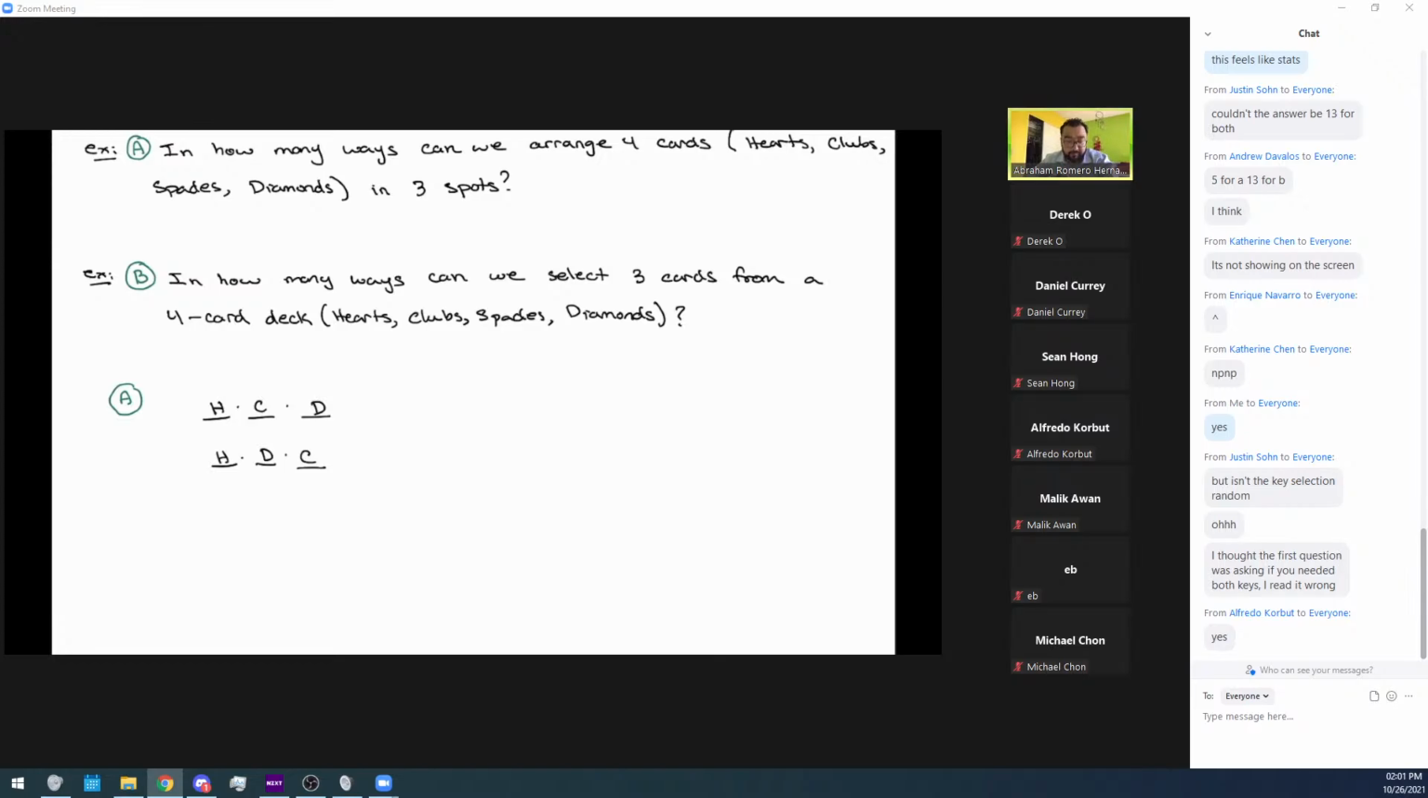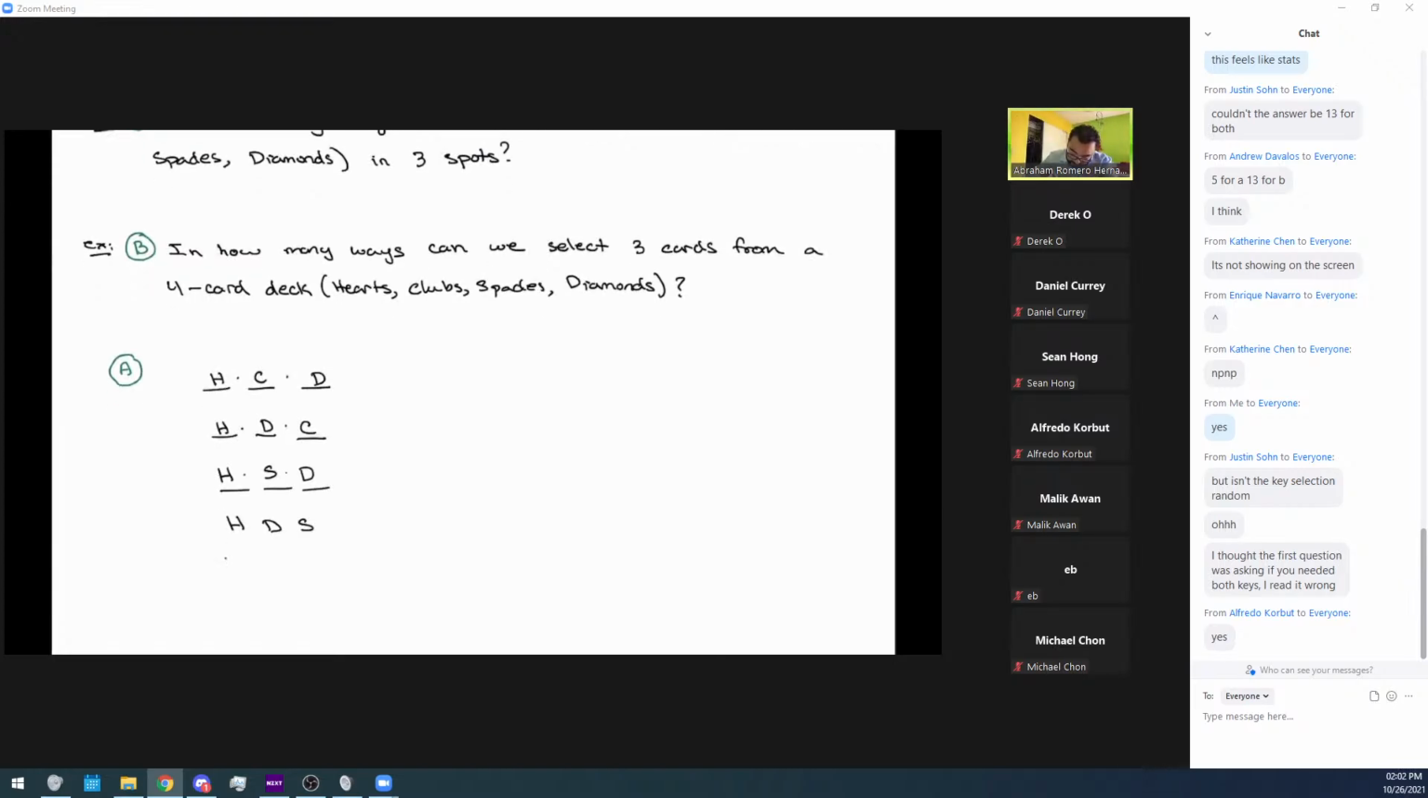Right? Or I could do hearts, spades, and diamonds. I could do hearts, diamonds, and spades. Does everyone agree with that so far? I can also do hearts, spades, and clubs, or I can do hearts, then a club, and then a spade.